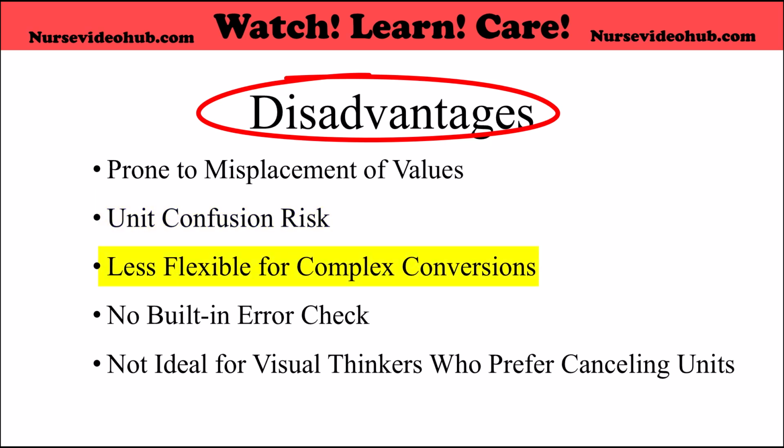Number three, it's less flexible for complex conversions. It's harder to apply when multiple steps or conversions are needed. Number four, there's no built-in error check. The method doesn't inherently catch unit mismatch or unreasonable answers. You have to check that separately.